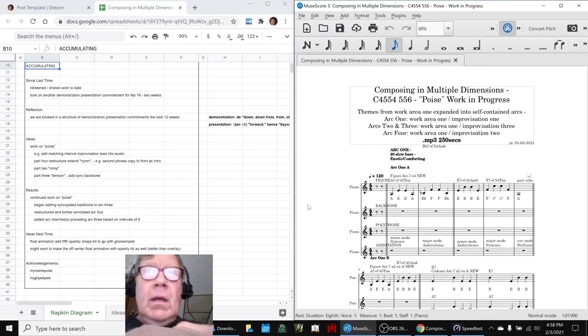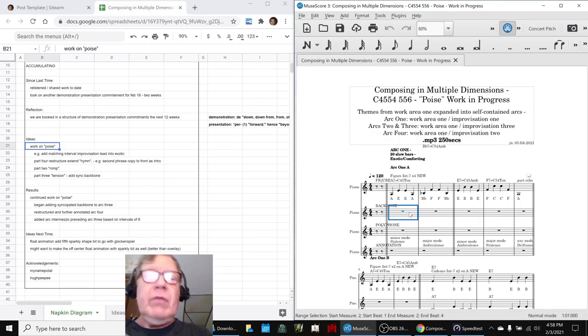Alrighty. Ladies and gentlemen, this is a recap of Composing in Multiple Dimensions, Part 40, Accumulating. In today's episode, we worked on our poise composition. We added parts to the several structures. We had this opening arc 1A, which is intervals of 7. And we made a corresponding arc intermezzo, corresponding intervals of 8, which you just heard.